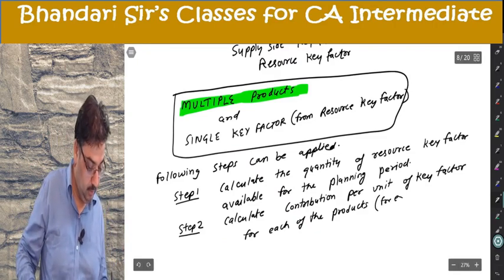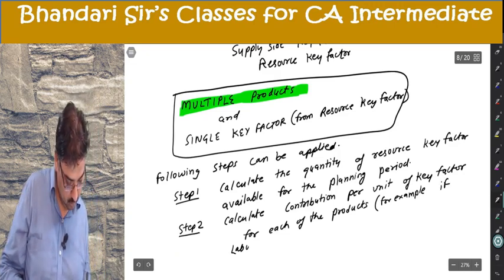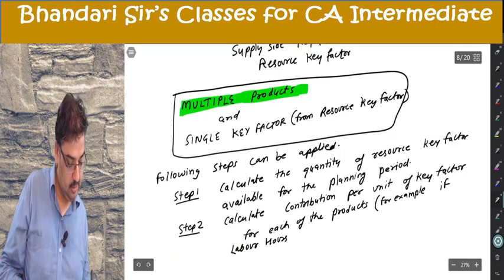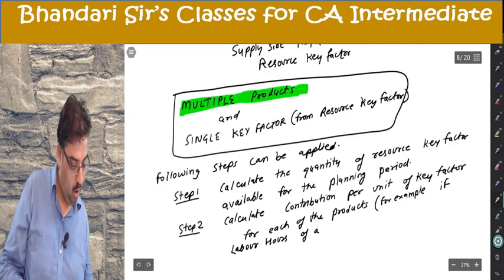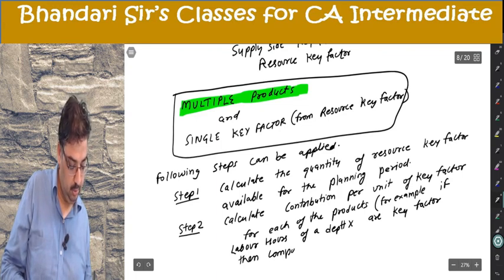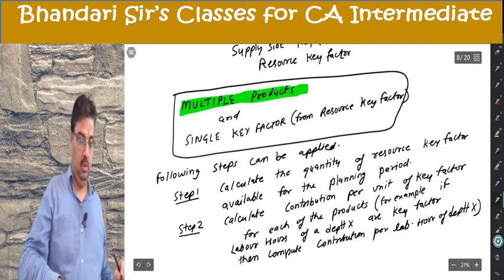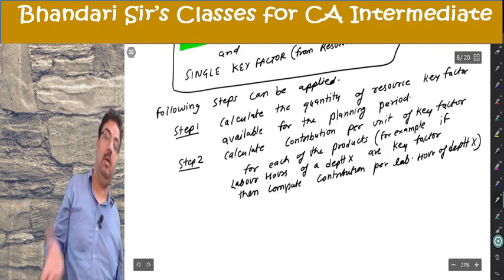For example, if labor hours of our department X are the key factor, then compute contribution per labor hour of department X. If it is for department Y, then compute for department Y.